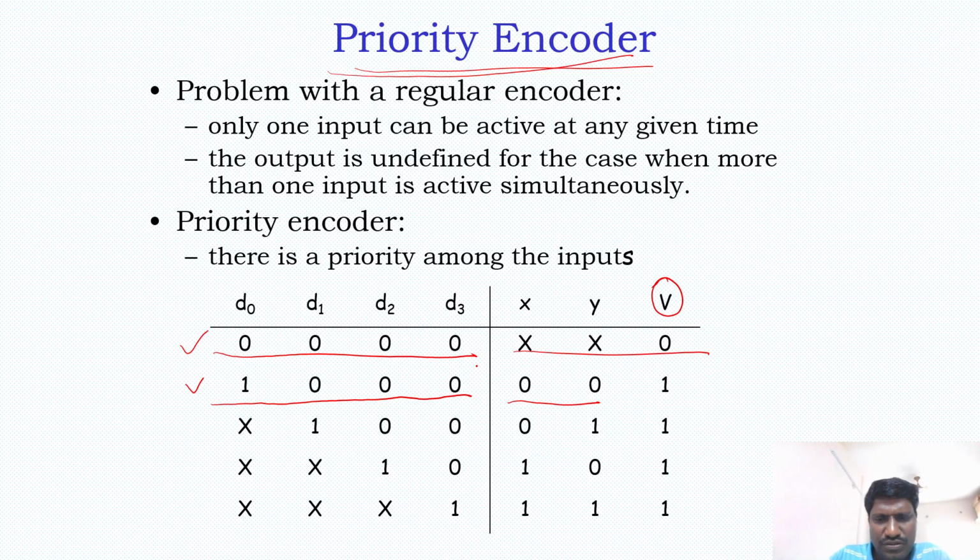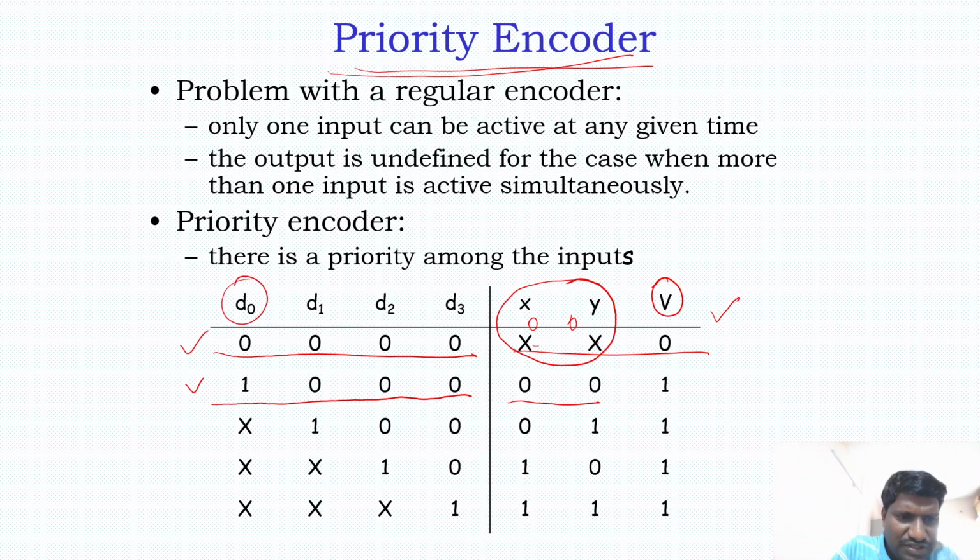When all inputs are 0, these outputs are also 0, along with the valid output. This valid is actually not an input, it's an output. Valid output says that whatever output is available on the output lines is not valid. That means you are not supposed to consider it when output is 0 0 and D0 is 1? No, you can't consider it because the valid bit is 0. If the valid bit is 1, that means it is a valid output. Is the 0 0 output invalid or valid? The 0 0 output is invalid when all inputs are 0.